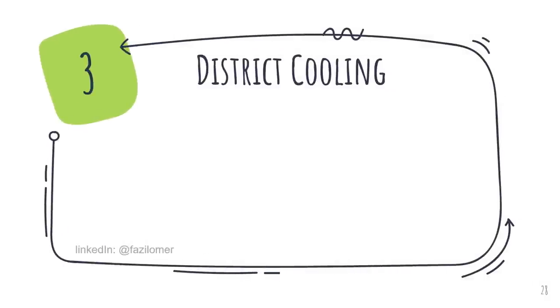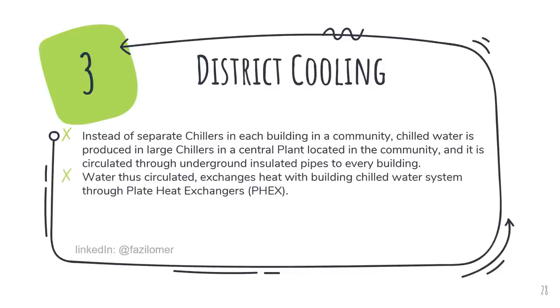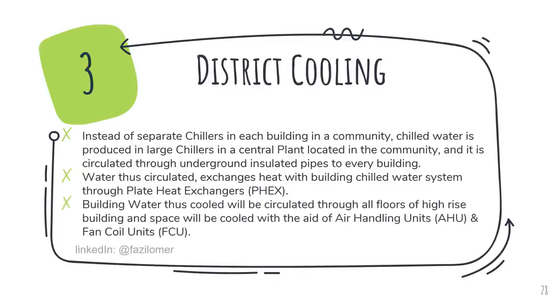The final type of cooling system we are going to discuss is district cooling systems. Instead of separate chillers in every building in a community, chilled water is produced in large chillers in a central plant located in the community. And it is circulated through underground insulated pipes to every building. Water thus circulated exchanges heat with the building chilled water system through plate heat exchangers. Building water thus cooled will be circulated through all floors of the high-rise building, and space will be cooled with the aid of air handling units and fan coil units.